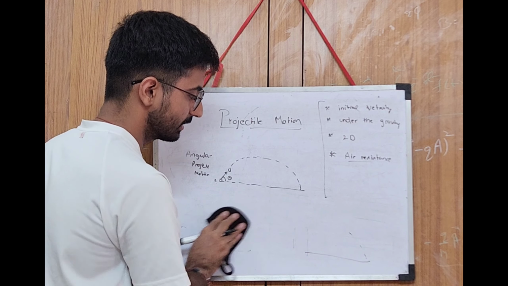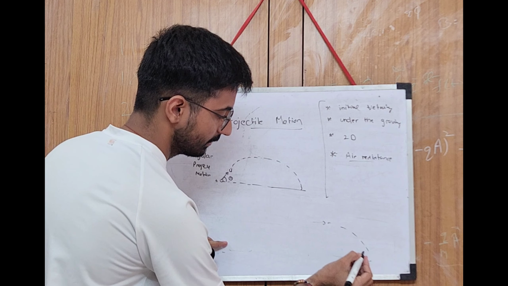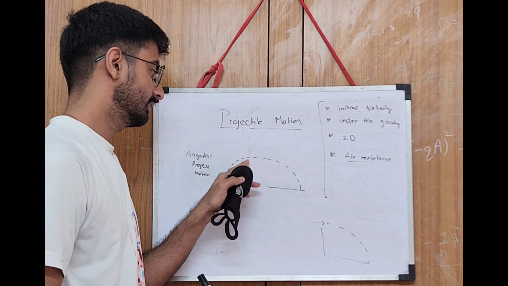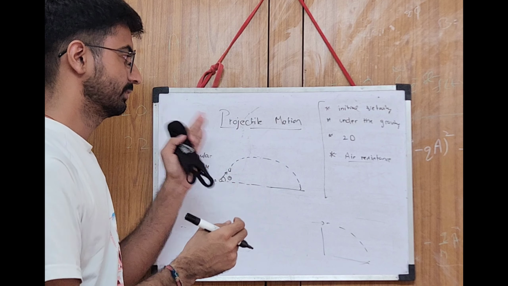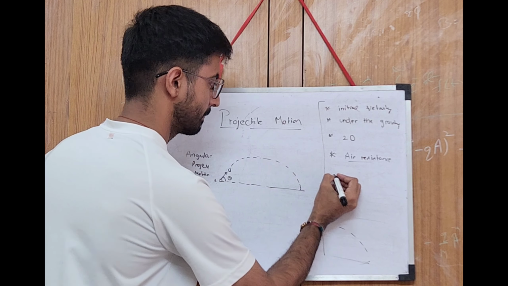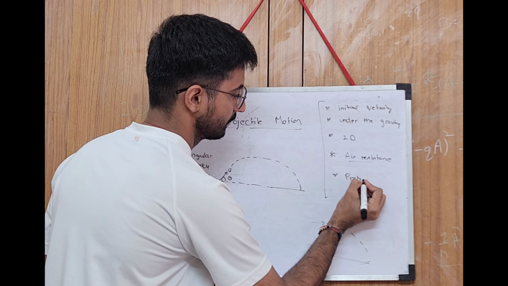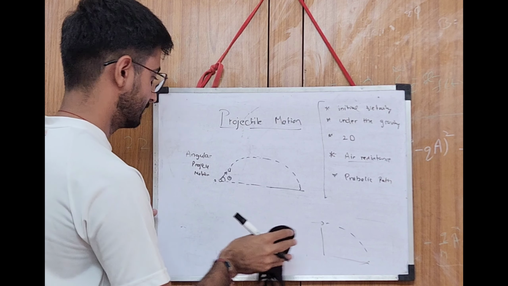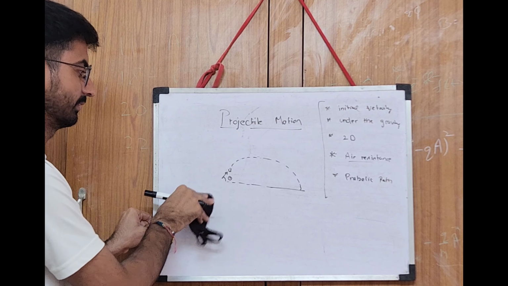First, as you can see in both of these examples, the path followed is parabolic in nature. So every path of a projectile is parabolic in nature. We can write it here: parabolic path. First I will give you the reason or explanation why this is parabolic.